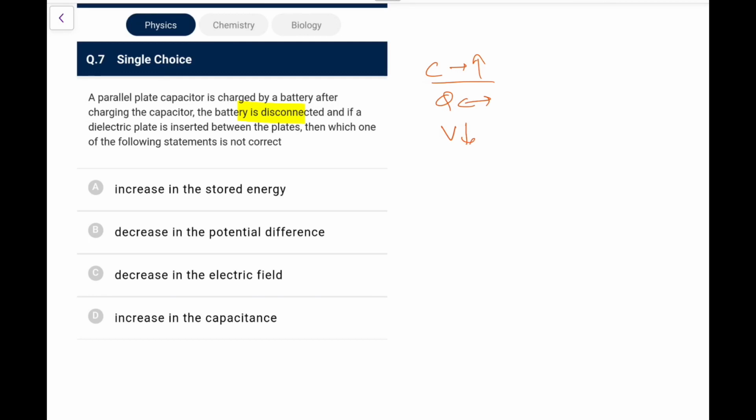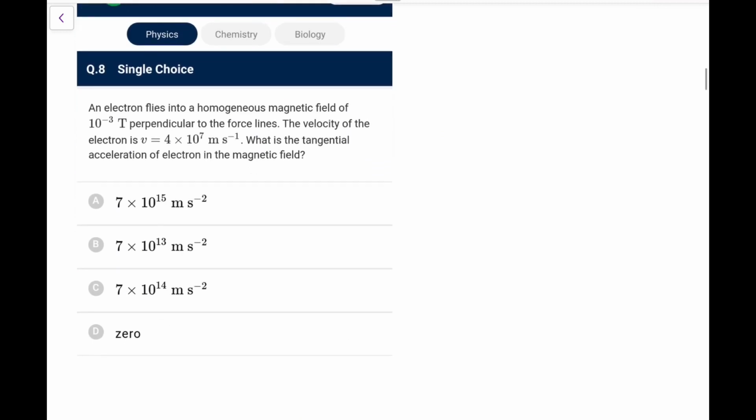Now see what are the options. Which one of the following is increase in the stored energy? So for the energy, I'll go for this formula Q square by 2C. If I go by Q square by 2C, since capacitance is increased, that means the energy is going to decrease. So first option is wrong, so I have to select the wrong option. So let's move ahead, no point in guessing other ones.